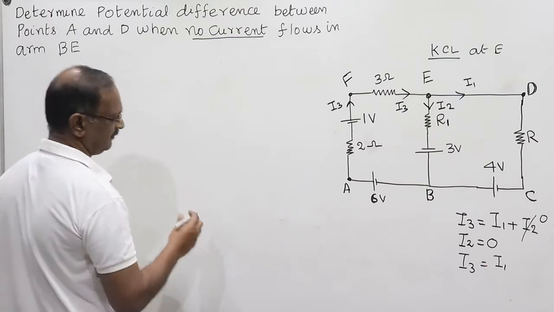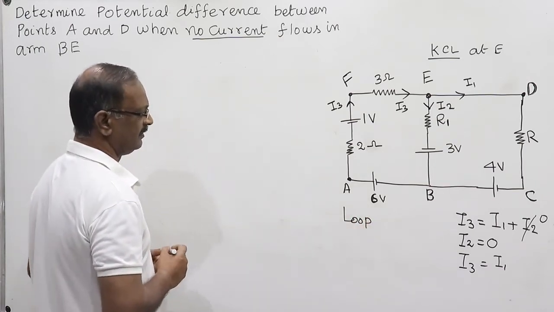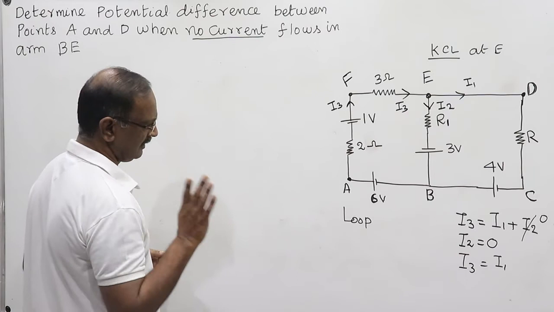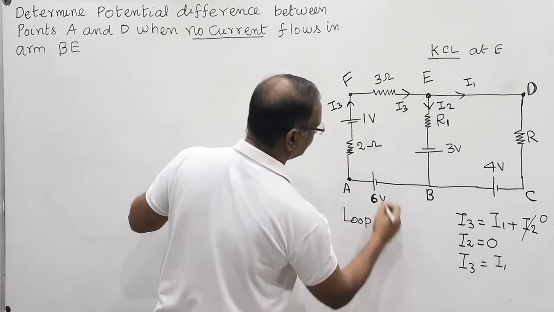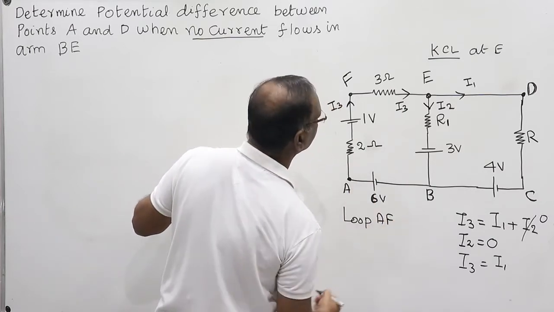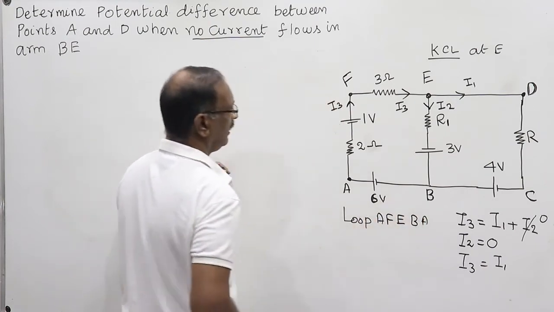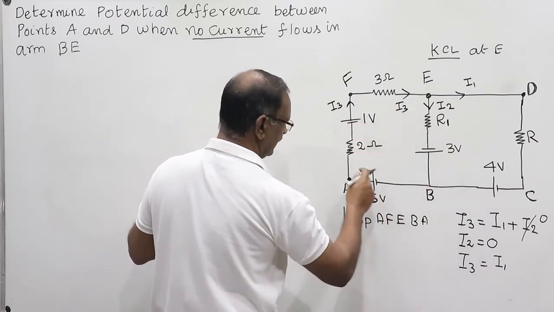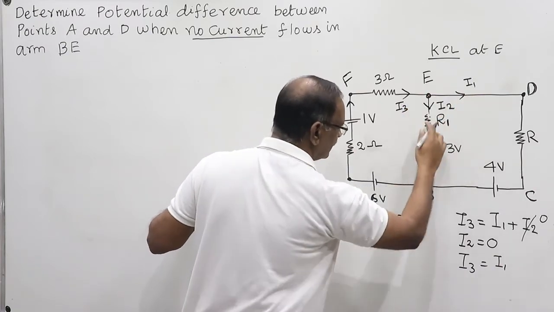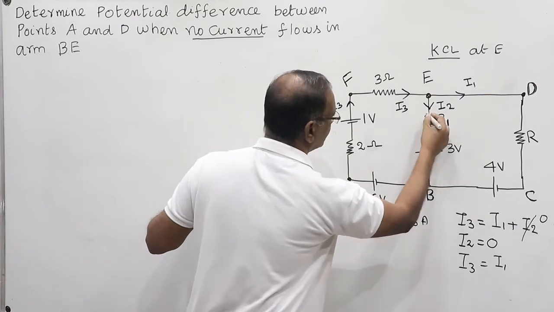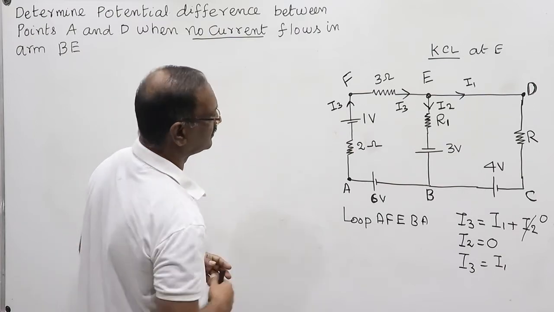We will consider the loop, because two currents are there. We will find the currents I1, I2 and I3. So take loop AFEBA. I3 is flowing from here, I1 is flowing this way, and no current is flowing in the other branch, so I3 flows around this circuit. So I2 is equal to 0.